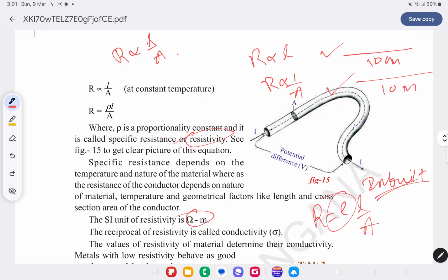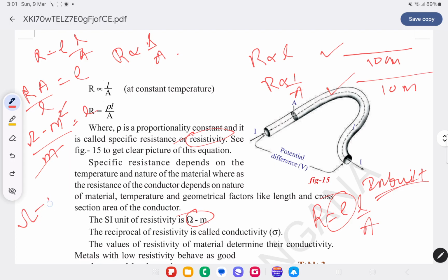How we get this? See, R is equal to rho L by A. R you keep there. A will go that side to the numerator. L will come to the denominator. What is the unit of R? Ohm. What is the unit of area? Meter square. Unit of length? Meter. Right. Meter and meter square cancel, so what are we left with? Ohm meter. This is the unit of resistivity. Ohm meter. Clear with this point? Right. So got about the resistivity.